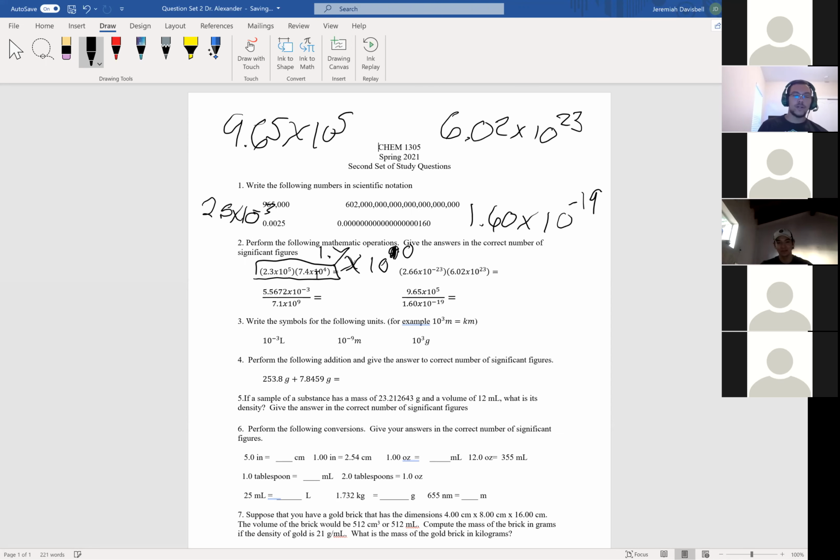So why did you make it 1.7 instead of something else? Because when you're multiplying, you look at the least number of significant figures you have, and it's 2. Because when you add, you look at the significant figures after the decimal.